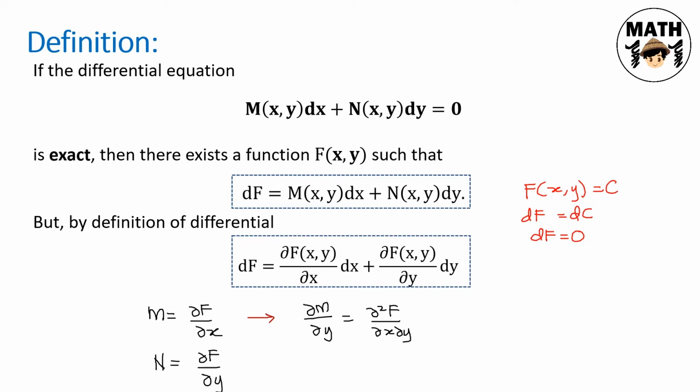In the same way, if we take the partial derivative of this equation with respect to x, we can see that the partial of n with respect to x is equal to the second partial of f with respect to x and y. We can see here that it is equal, therefore, the left-hand side are also equal. So from this, we can come up with the condition for exactness.